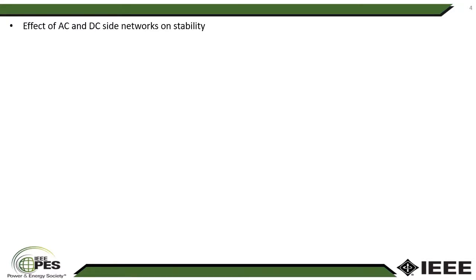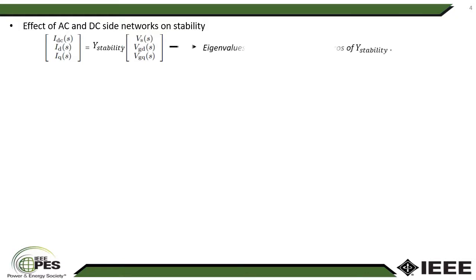Finally, for the purpose of determining the effect of the AC or DC side networks on stability, the eigenvalue analysis is performed. The Y stability here represents the 3x3 admittance matrix model that is aggregated to include both AC and DC side network elements. We can find the eigenvalues of the system by finding the zeros of Y stability. To validate this approach, we compared the EMT testbed results with the eigenvalue results of Y stability.